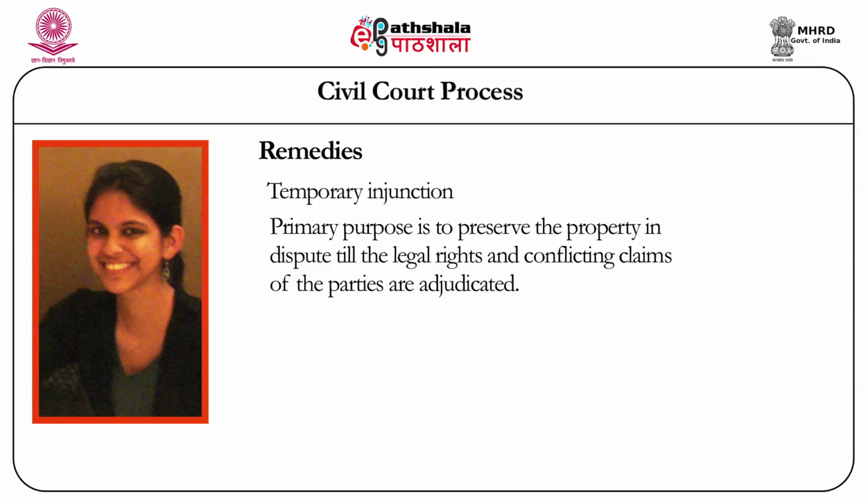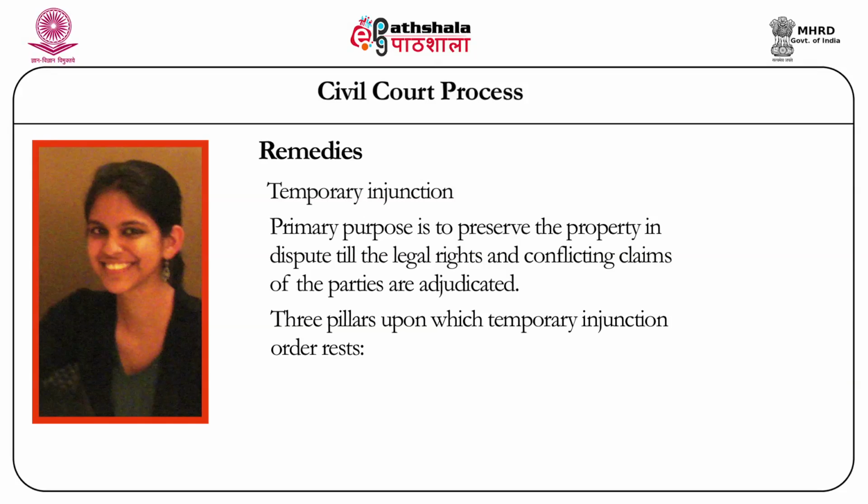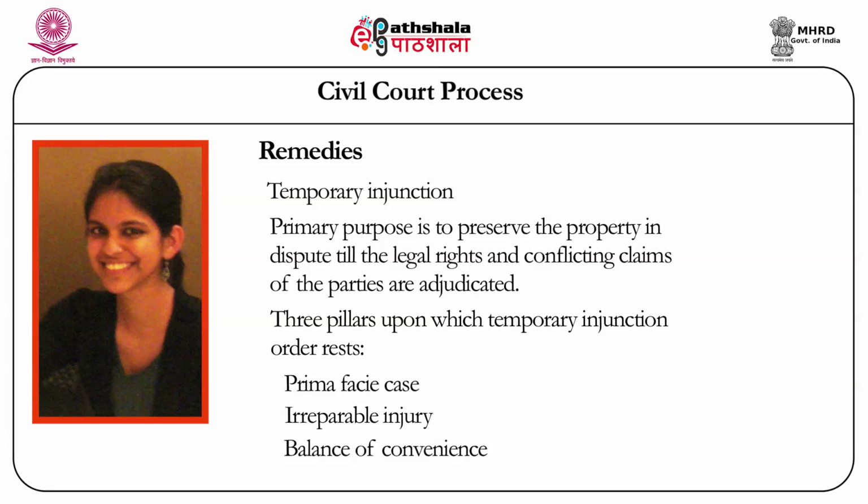Order 39, Rule 1 enumerates the grounds to grant a temporary injunction. The court retains the discretion to grant a temporary injunction, which ought to be exercised reasonably, judiciously, and on sound legal principles. The three pillars upon which every temporary injunction order rests are: first, whether the plaintiff has a prima facie case; second, whether the plaintiff would suffer irreparable injury if his application for temporary injunction is not granted; and third, whether the balance of convenience is in favor of the plaintiff.